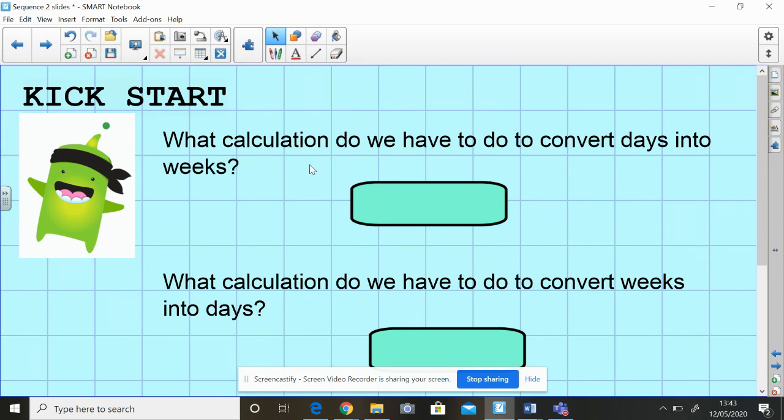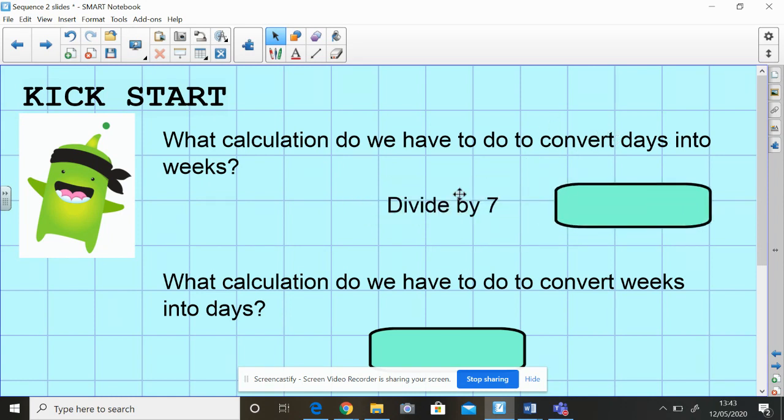So have a think. What calculation might you be able to use to convert days into weeks? I'm going to tell you I have 21 days. How many weeks are in 21 days? We would have to divide the 21 by 7. So if you get asked a question to convert days into weeks, you take the number of days, whatever number of days it is, and divide it by 7, and that will give you how many weeks. So 21 days into weeks, 21 divided by 7, and that gives you 3.